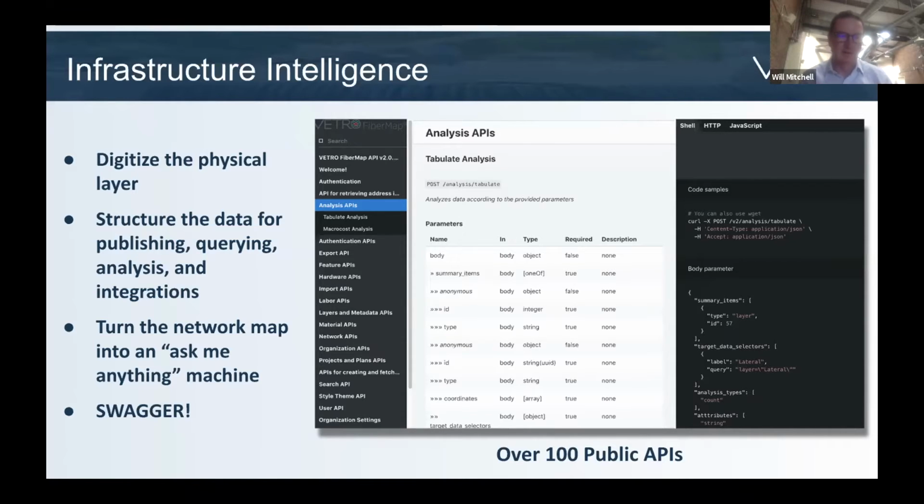in your business. An ask-me-anything machine is what we like to call it, because you can say, hey, do I have an available port near this house? Where can I go next? Am I jammed up with capacity? What happens if the line is broken here, and so forth? There's a lot of analysis and intelligence you can glean and deliver.